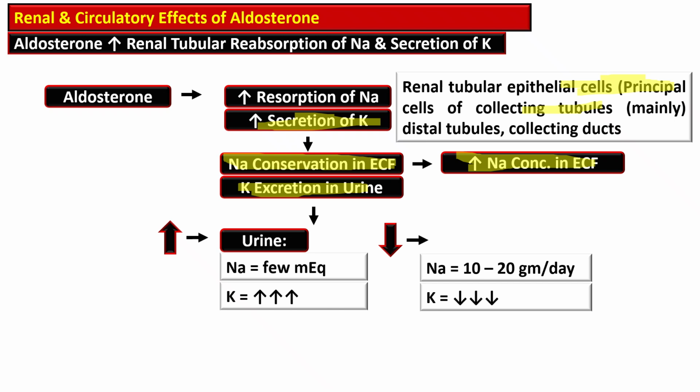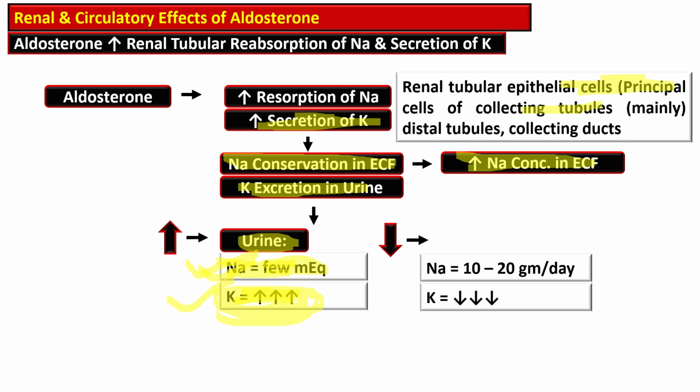So high aldosterone will lead to urinary sodium being decreased to a few milliequivalents, and potassium is dramatically increased. As a result, the extracellular fluid sodium increases as the sodium is conserved, and the potassium that is now lost in the urine in increased quantities is decreased in the body.